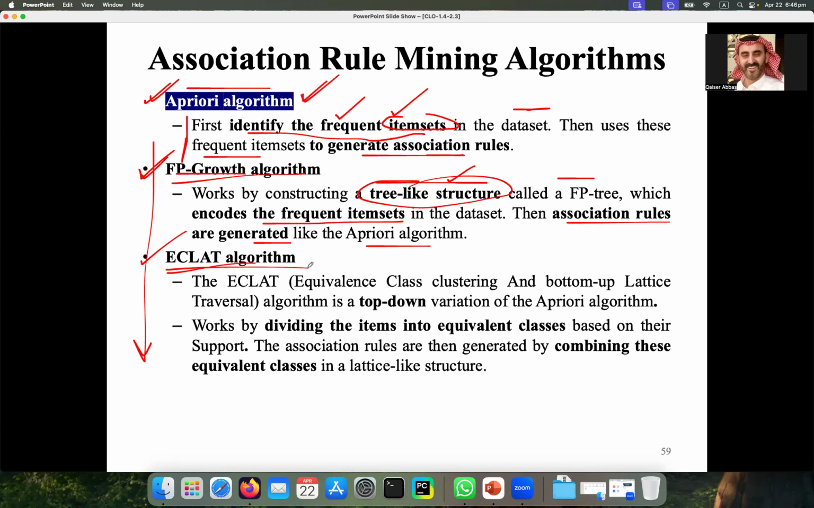And then Eclat. How was this word Eclat formed? This is the full form: Equivalence Class Clustering and bottom-up Lattice Traversal. Some letters are taken from it, and then we have Eclat. And what is this algorithm? It is a top-down version, I'm not saying variation, it is a top-down version of the Apriori algorithm.